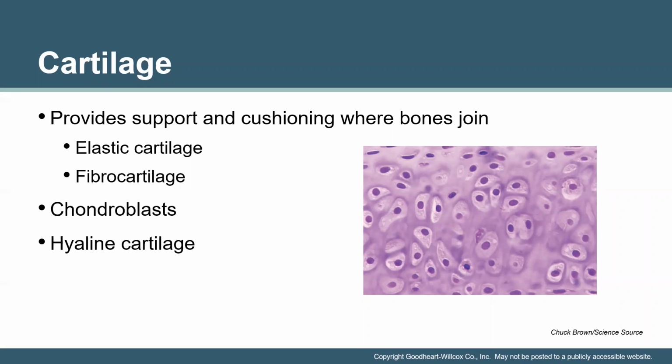And then fibrocartilage has more collagen. This is a stronger type of cartilage, and we're going to find that in the intervertebral discs, the discs of the knee joint, and like the pubic symphysis.